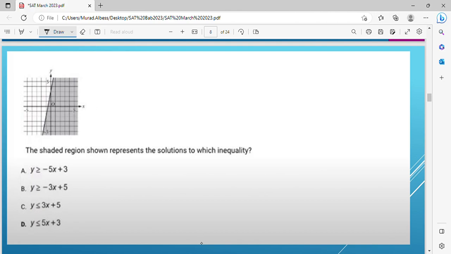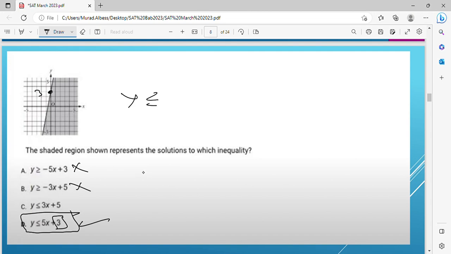Next question. The shaded regions shown represent the solution to which inequality? Look at the inequality here. The shaded region is below the line, so it should be y less than or equal to. So that's not correct, and that's not correct. And if we look carefully at this line, the y-intercept is 3, not 5. So that's the answer. It's very easy.